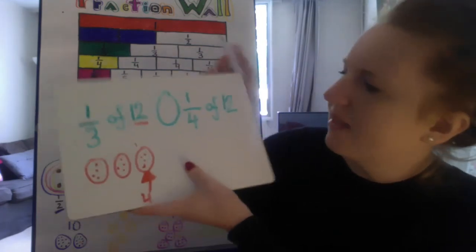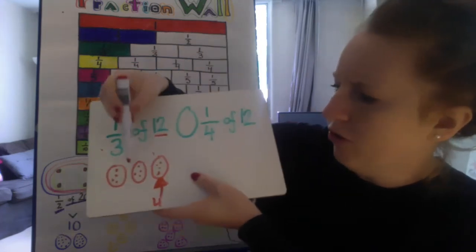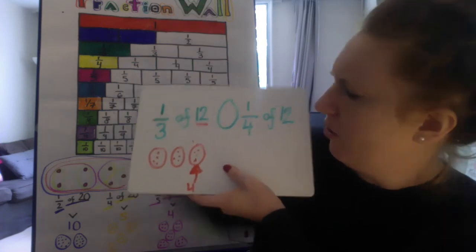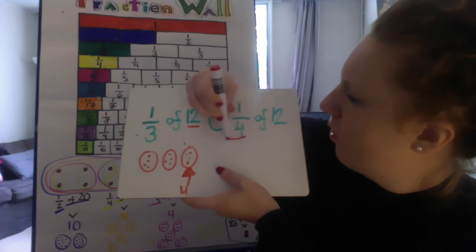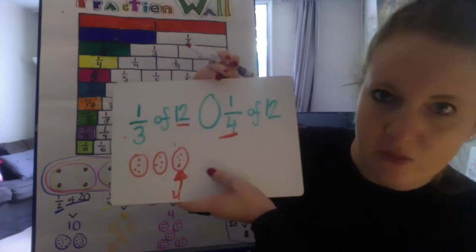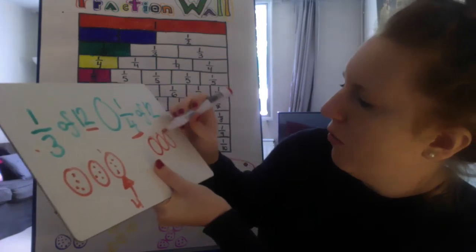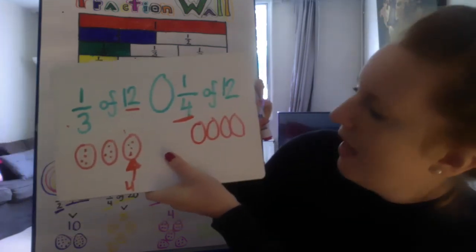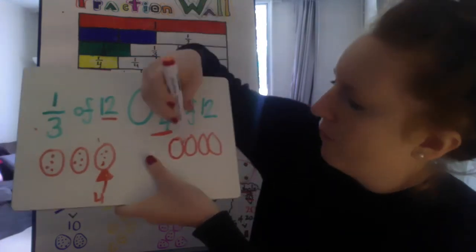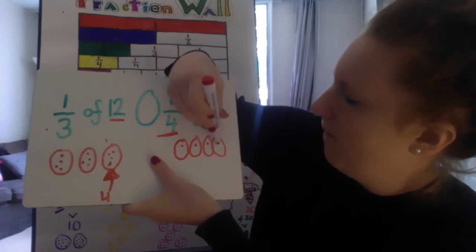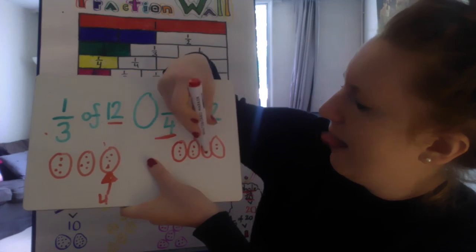Now let's look at this, a quarter of 12. So this time I'm not going to draw 3 circles, I'm not going to draw 12 circles, I'm not going to draw 1 circle, I'm going to always draw my denominator. That's what we're going to group it by. So 4 groups, 1, 2, 3, 4 groups. And now I'm going to put 1 in each group until I stop at 12. 1, 2, 3, 4, 5, 6, 7, 8, 9, 10, 11, 12.